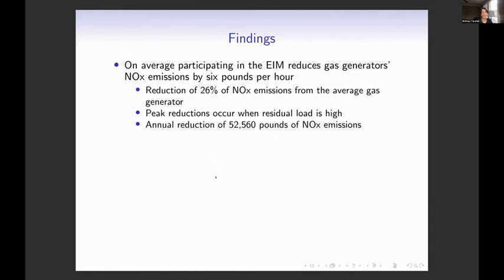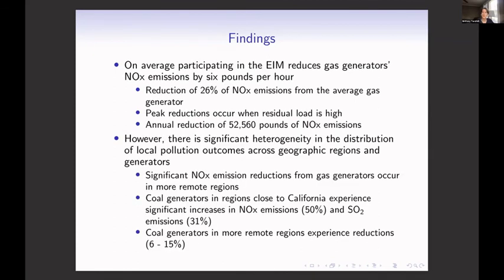And these peak reductions occur when residual load or demand is high. And annually, that's a reduction of 52,560 pounds of NOx emissions. But I do find that there's significant heterogeneity in the distribution of these local pollution outcomes across both geographic regions and generators. So I'm finding that these more significant NOx emission reductions in gas generators are occurring in more remote regions.